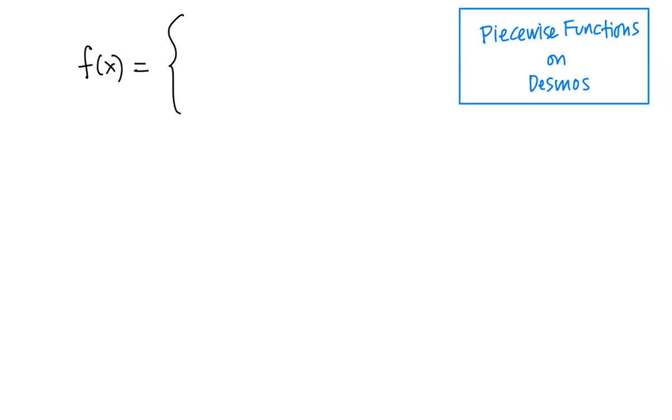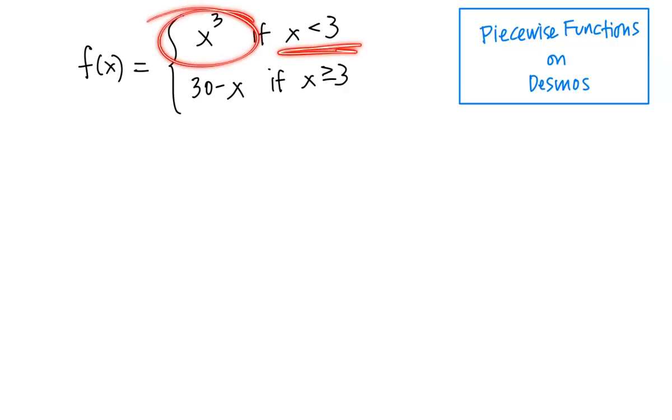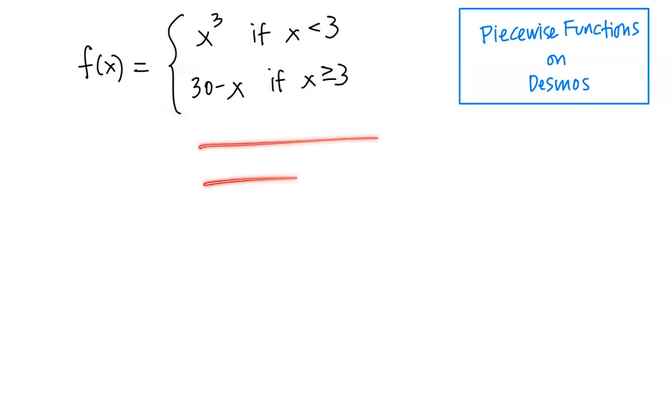So say that we had a function f of x equals maybe x cubed if x is less than 3, and say that the function is going to be 30 minus x if x is greater than or equal to 3. So this is a piecewise function. For part of the domain, it acts this way, and for the rest of the domain, it acts this way. And you could have other pieces to it, but this one just has two different pieces.